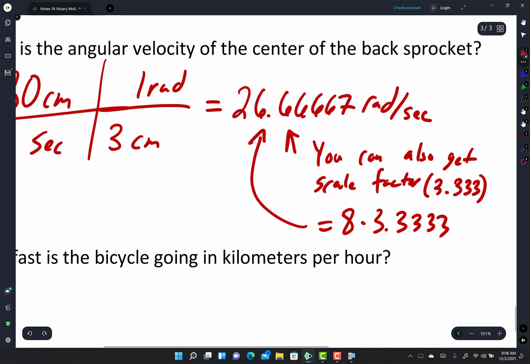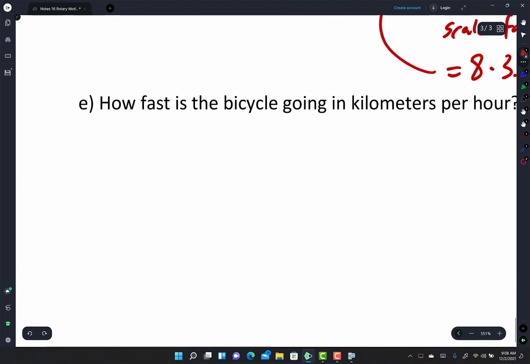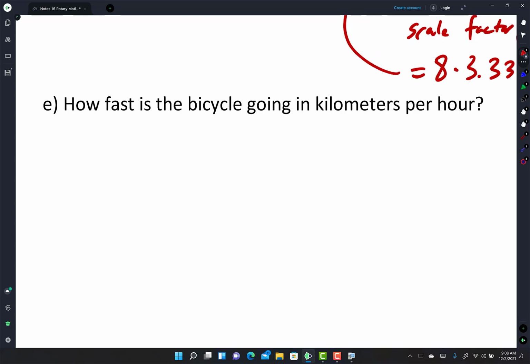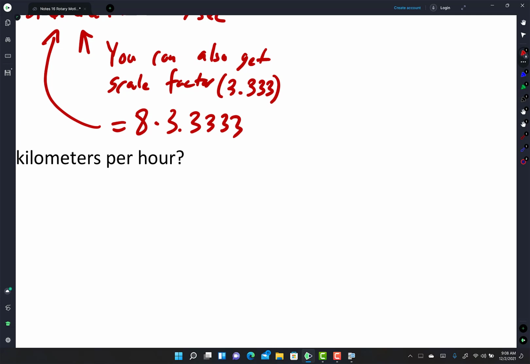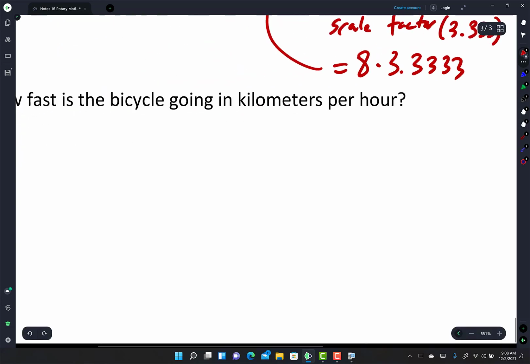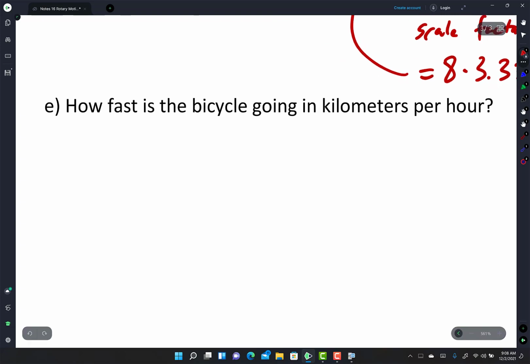You guys ready for the next one? All right, here comes the most important question. Yes, what's up? Yes, I got that from the scale factor, 10 divided by 3. All right, the last question, which is the most important one: we want to know how fast this bike is going. Because that's the whole point of this, to know how fast something is going.